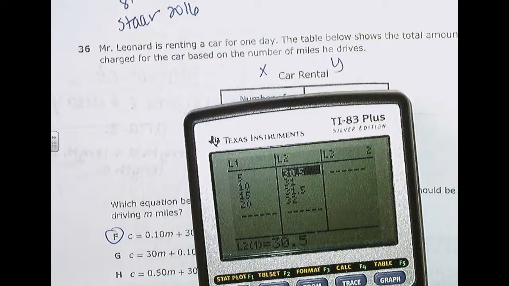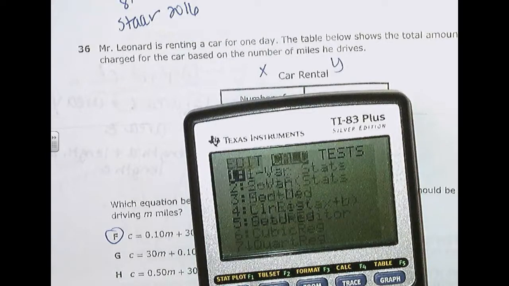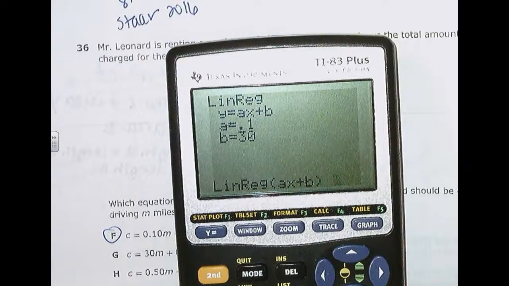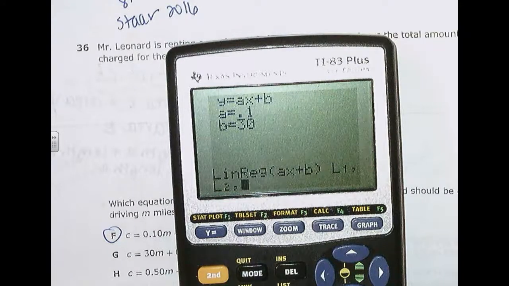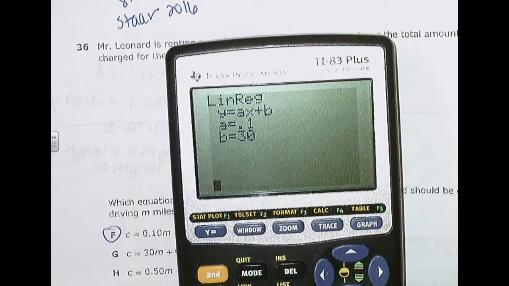Who cares? Next, if you push graph, it's not going to graph. Did you tell it to graph? No. Did you do like a formula? No. It doesn't know what you mean, and you have to put that in. So I'm going to go back to stat, go to cal, len, reg, and list 1, list 2, vars, function, and push enter.